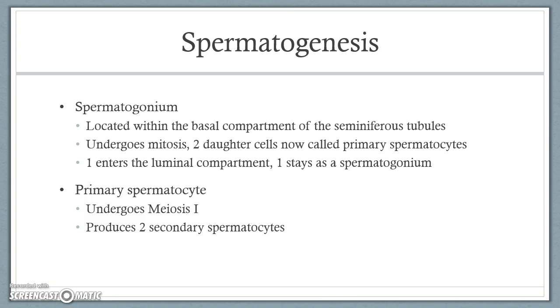The original stem cell that begins this process is called a spermatogonium. It is located in the basal compartment of the seminiferous tubule. This spermatogonium undergoes mitosis, and one stays in the basal compartment and the other will enter the luminal compartment. This second cell is now called a primary spermatocyte. The primary spermatocyte will undergo meiosis I as it travels through the luminal compartment and will produce two secondary spermatocytes.